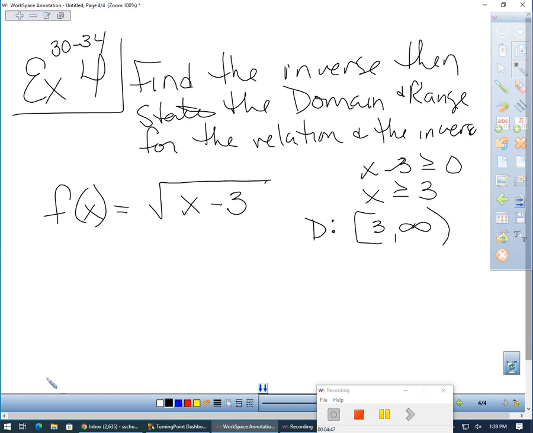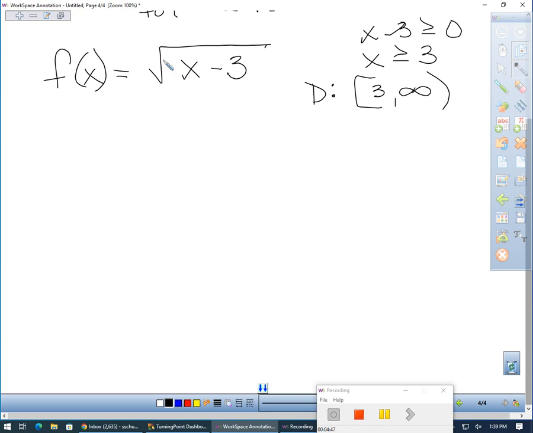Good. Now we're going to find our inverse. And we'll get back to the range in a minute because I want to show you something super cool. All right, so we're going to find our inverse. We're going to switch x and y around. So x equals the square root of y minus 3.